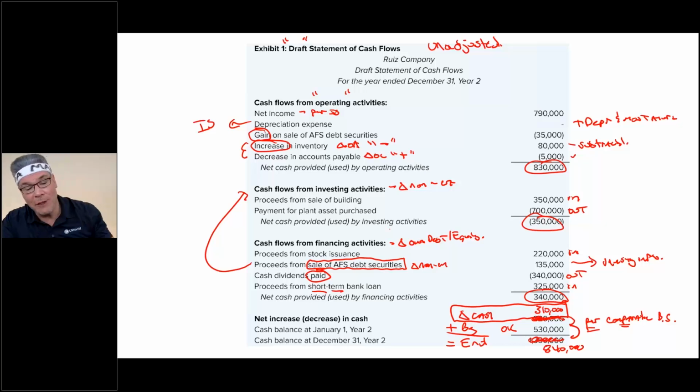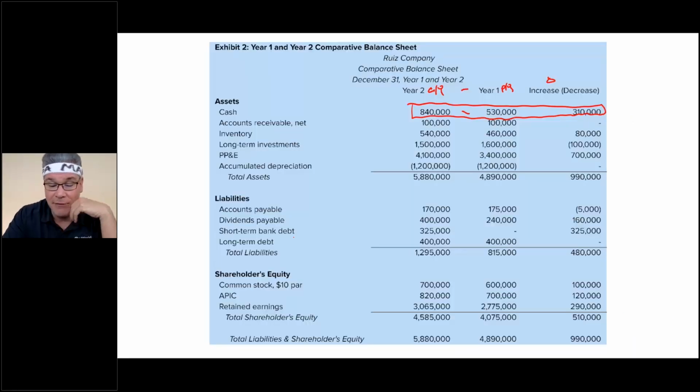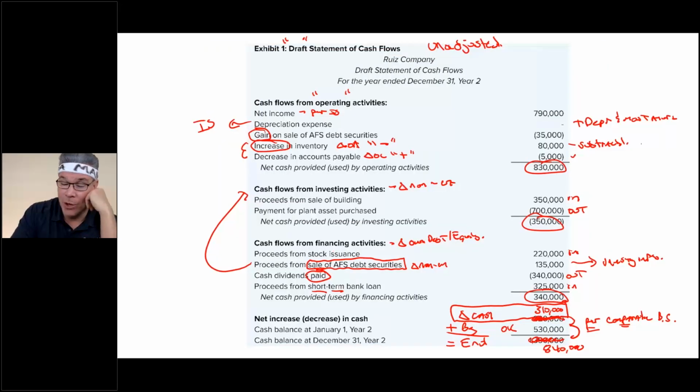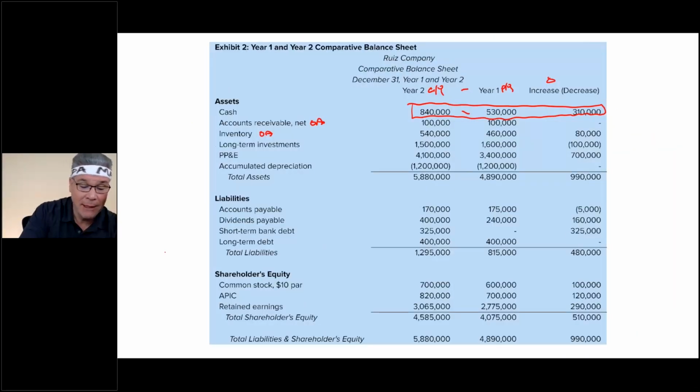All right, let me go through these one at a time now. Accounts receivable. Ready? No change in accounts receivable. This is an operating asset. Inventory is an operating asset. Inventory went up by 80, so this should be what? A reduction. We know that. That should be reduced by 80. Okay, we've covered that already. What else do we got?